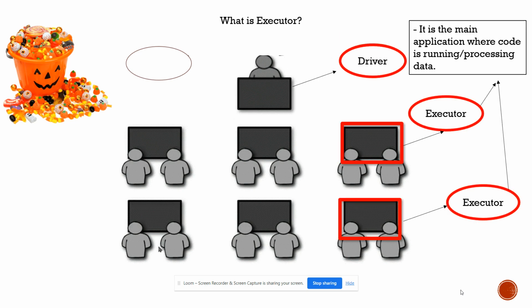The executor is the main application where your code is running. For example, counting the yellow candies and filtering the orange ones. All the operations go under the executor. So the executor is the main application where code is running or processing your data. The difference between driver and executor is that the driver does not process your data, whereas the executor is a Java virtual machine where we can run and process our data.